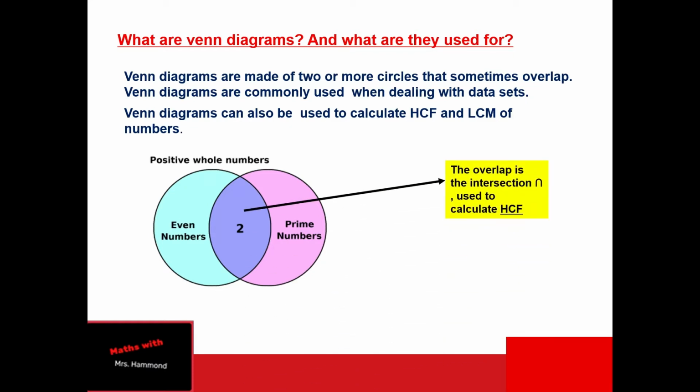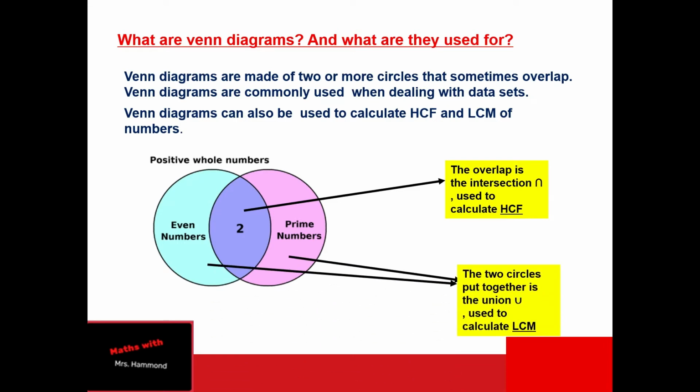And the concept is where we have the overlap, when we multiply the factors we have in the overlap, that will give us the highest common factor. That's the HCF. And when we multiply all the factors we have in all of the parts of the circles, that's going to give us the LCM.